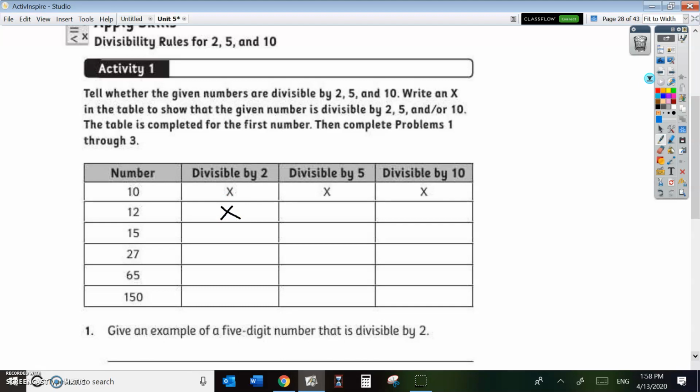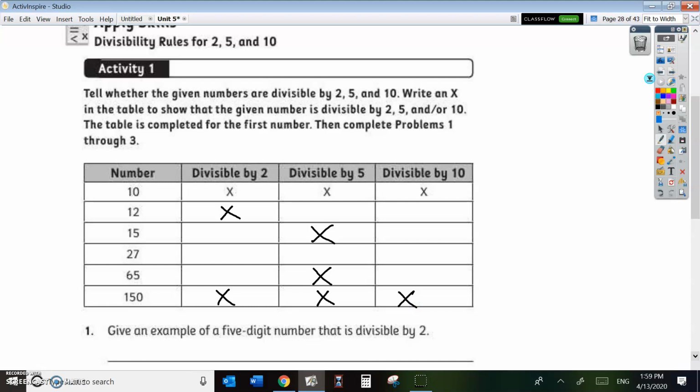15 is not divisible by 2, but it is by 5. 27 is not divisible by 2, 5, or 10. 65 is not divisible by 2, but it is divisible by 5. 150 is divisible by 2, 5, and 10.